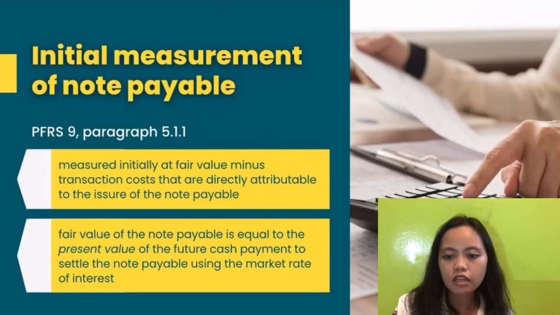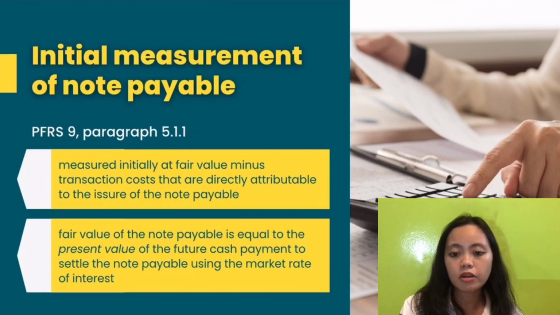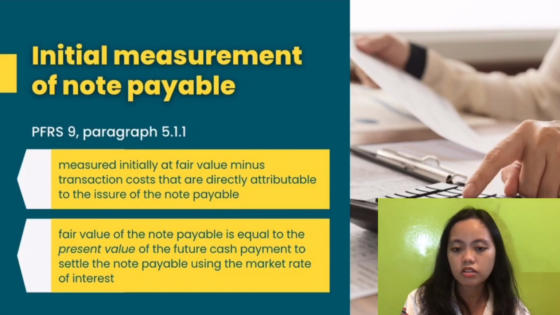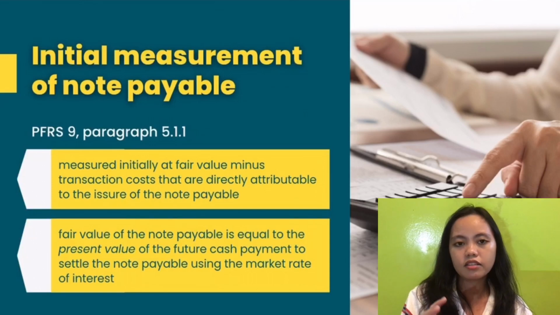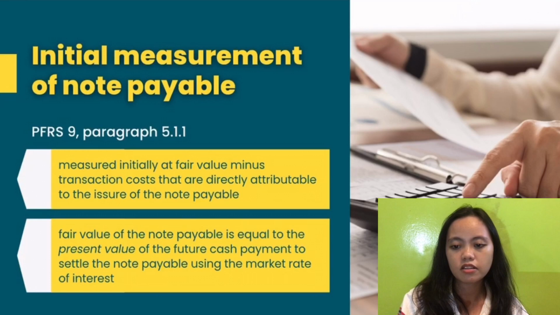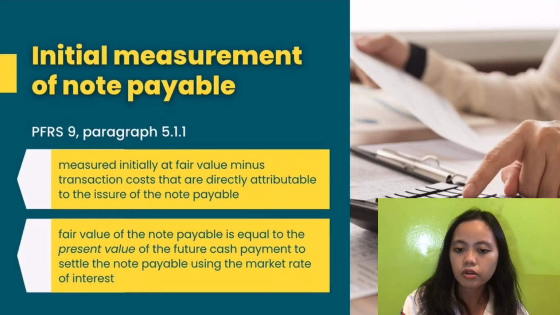So, initially, if the note payable is not designated at fair value through profit or loss, it shall be initially measured at fair value minus transaction costs that are directly attributable to the issue of the note payable. Meaning, you have to deduct the transaction cost and other directly attributable costs. So, in other words, transaction costs are included in the measurement of note payable.